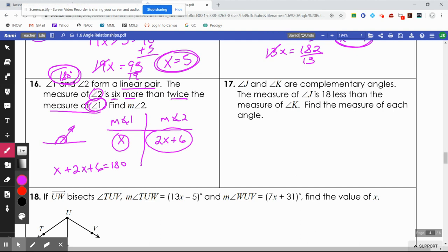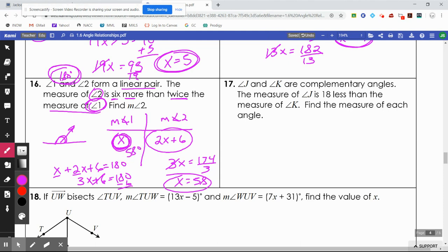Combine like terms now, just like the previous problems. X and 2x gives you 3x plus 6 is 180. Get rid of plus 6 by minusing 6. Gives you 3x is 174. Divide by 3 gives you x is 58. So therefore, look what x represents now. X is the measure of angle 1. So that means that angle 1 is 58 degrees.